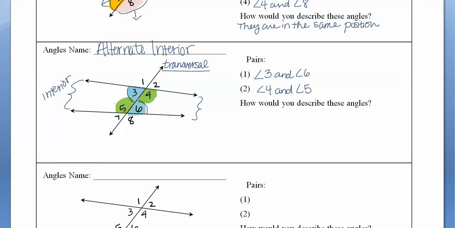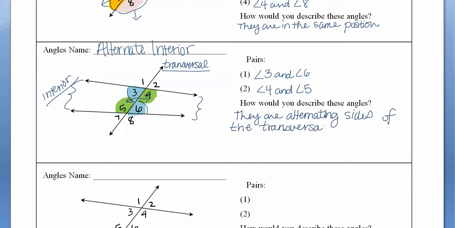And so again, they're alternating sides. They switch sides of the transversal, but they're still interior. They're still inside. So because 1, 2, 7, and 8 are on the outside, we're not going to use those for these. So that's why there's only 2 pairs. So how would we describe them? They are alternating sides of the transversal, and are inside the two lines.